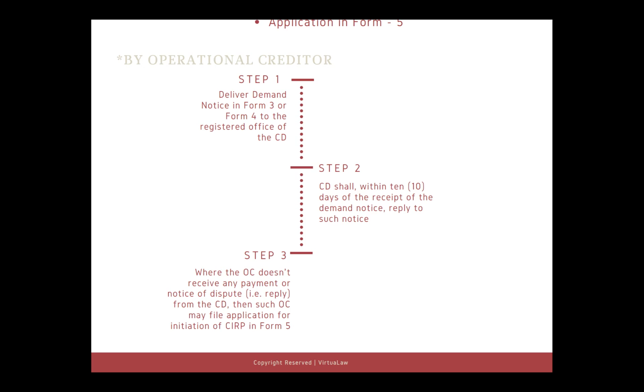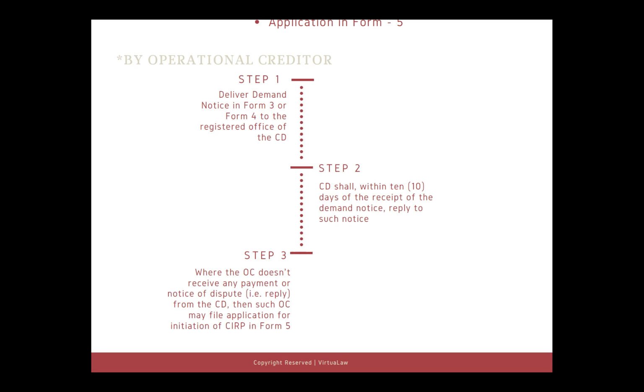So to quickly summarize, step 1, send a demand notice. Step 2, the CD shall within 10 days of the receipt of such notice give its reply. And step 3, where the reply is not an acknowledgement, that is there is no payment made, or there is no claim made of the existence of dispute, or where the corporate debtor says that there is a dispute involved, but the operational creditor rebuts that, stating that there is no existence of dispute, in either of these 3 cases, the operational creditor may move before the adjudicating authority by way of filing Form 5 for initiation of CIRP. So this is stage 2, which is initiation of CIRP.